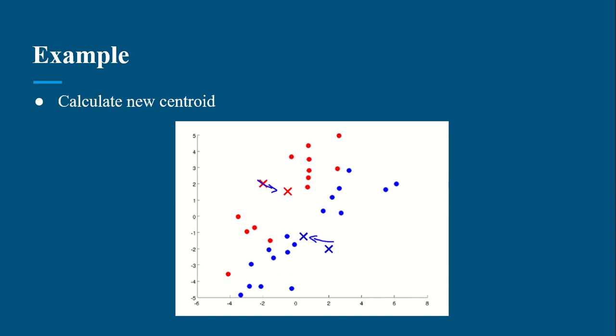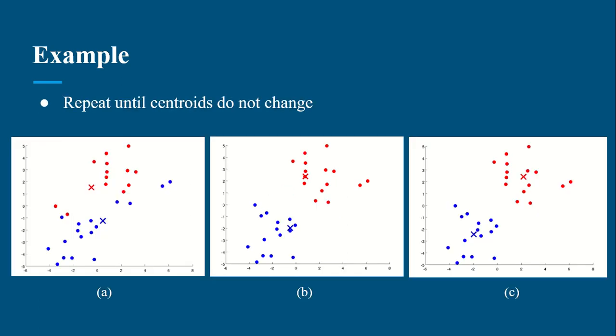The next step would be to then calculate the new centroid by taking the average of all data points in our cluster. So this way we would update the position of our centroid to its newer position as shown in the figure. And then we repeat the above two steps until our centroids don't change anymore.